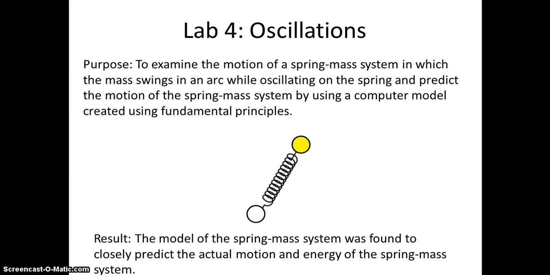The purpose of this lab was to examine the motion of a spring mass system in which the mass swings in an arc while oscillating on the spring, and predict the motion of the spring mass system by using a computer model created using the fundamental principles. The result of the lab is that the model closely predicts the motion and energy of the spring mass system.